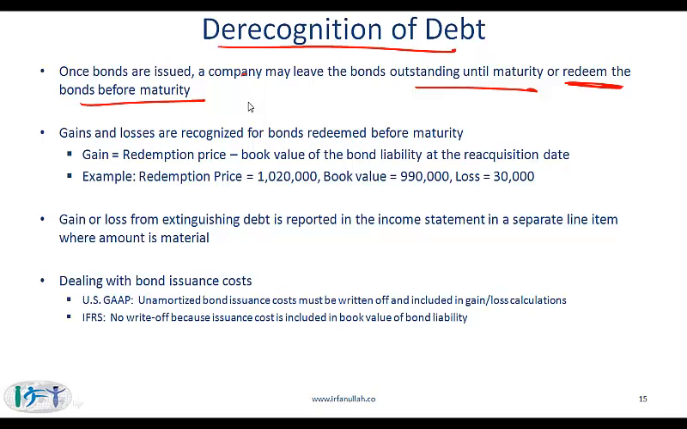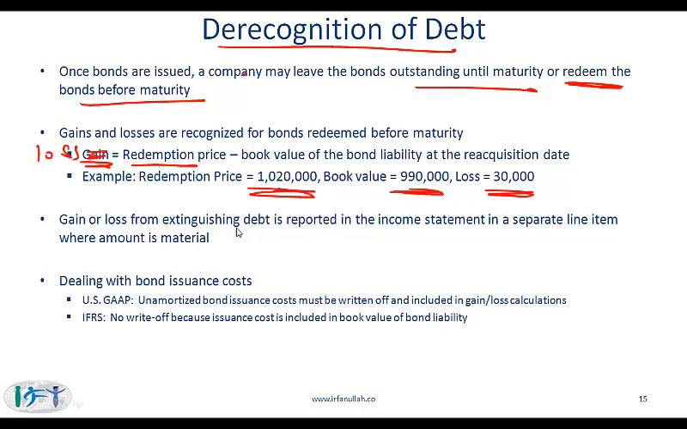But first, let's make sure we understand how to do the basic calculation. The gain is equal to the redemption price minus the book value of the liability at reacquisition date. So let's say that the redemption price is 1,020,000. The book value is this. Is this a gain or a loss? It is a loss because the amount that is being paid is more than the book value. So more cash is going out. So in this particular case, the loss is 30,000.